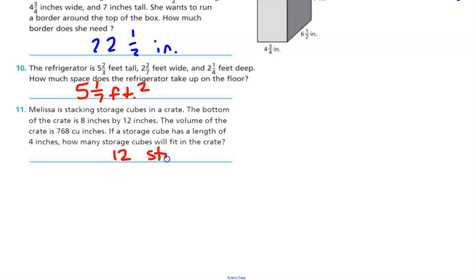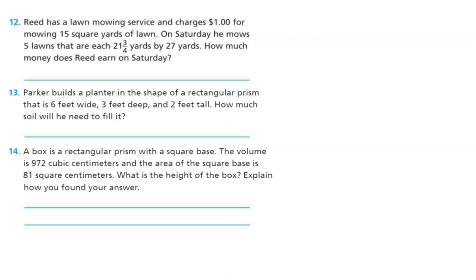Number 11 was 12 storage cubes, and then number 12 is the other one that we're going to skip, but you could try it as a challenge if you want. That one was $195.75, but 13 and 14 I'm going to solve with you. Those are good ones that we can practice, and they go fast.